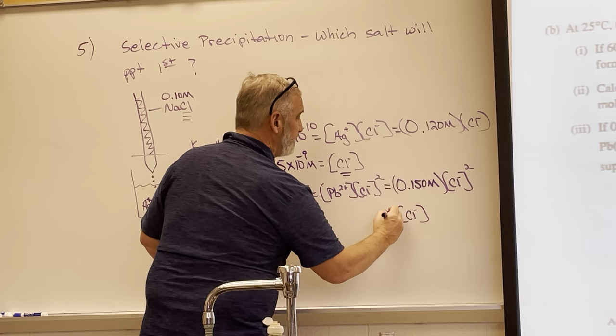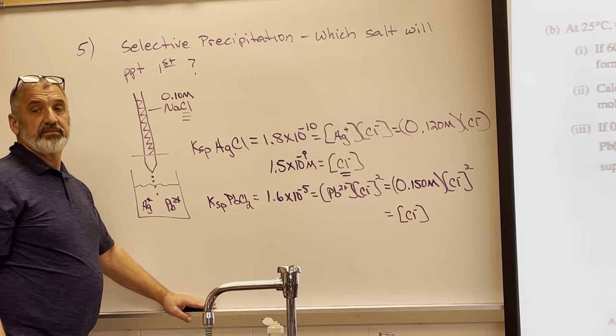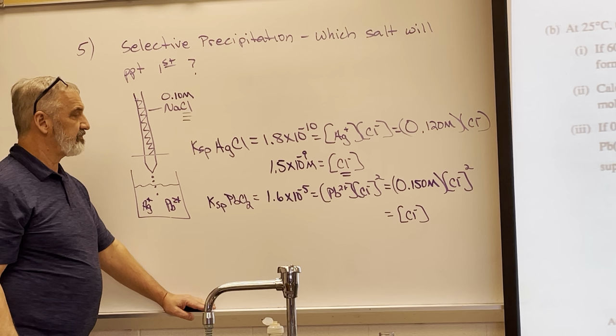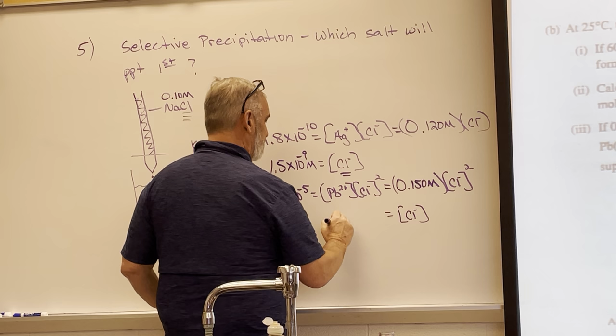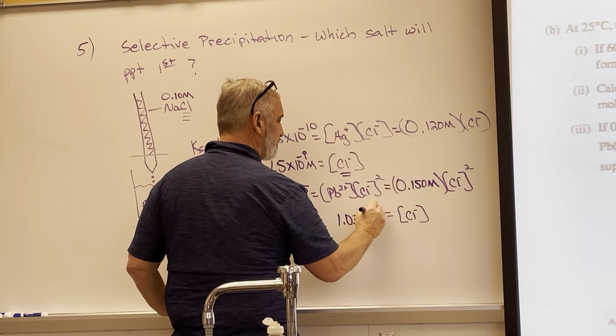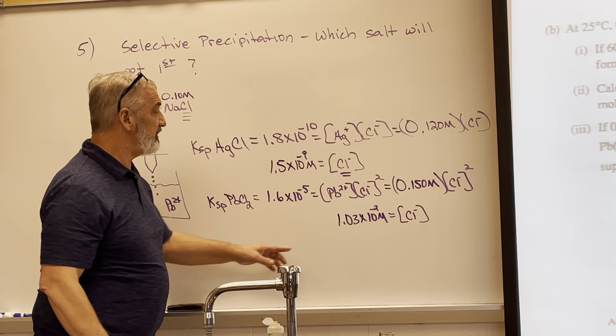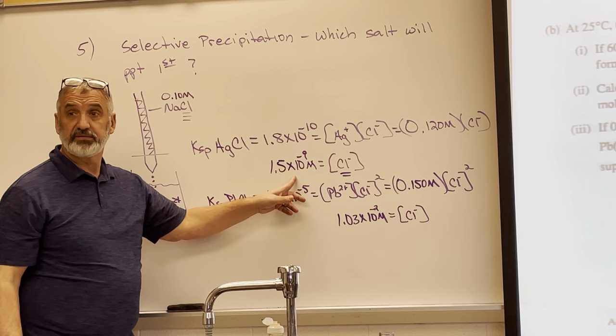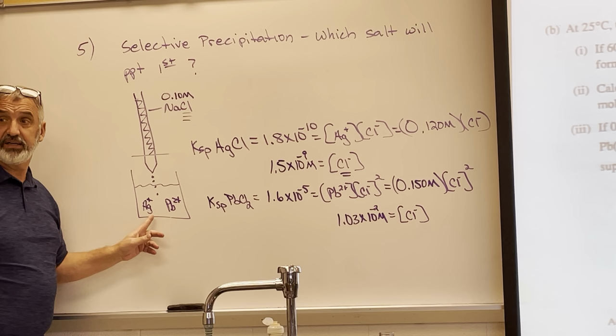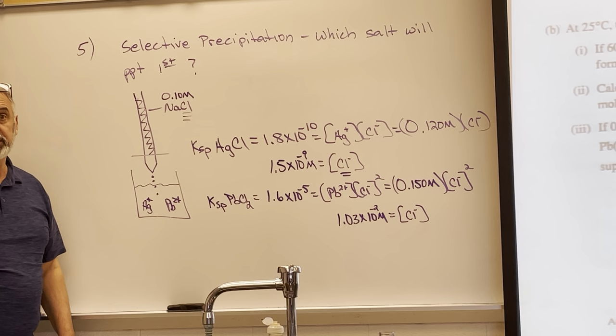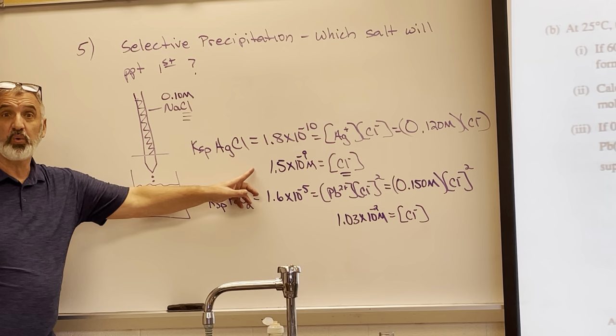I cannot do that one in my head. Minus 2 molar. So in other words, notice this number, even though it's negative, is way bigger than this number. Which means you have to get a whole lot more chloride ion in here for it to precipitate than you do for the silver. So which one's going to precipitate out first? This one is going to precipitate first because the required Cl minus is way less than the required Cl minus for this precipitate.